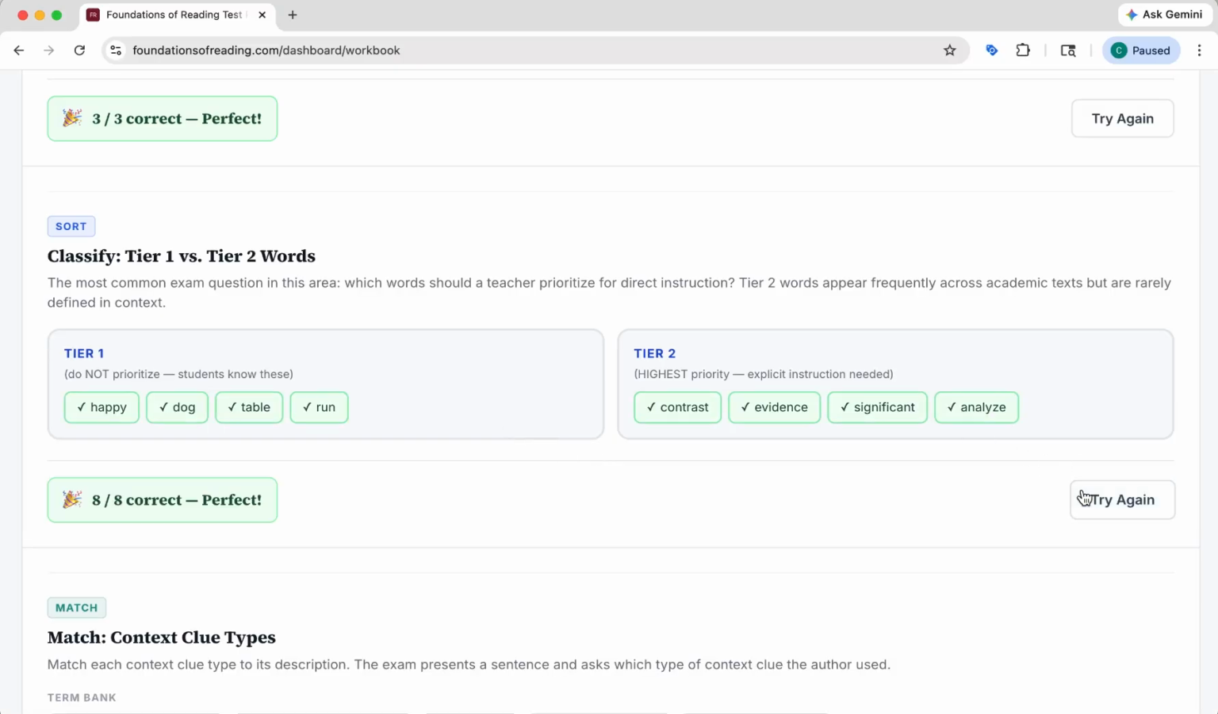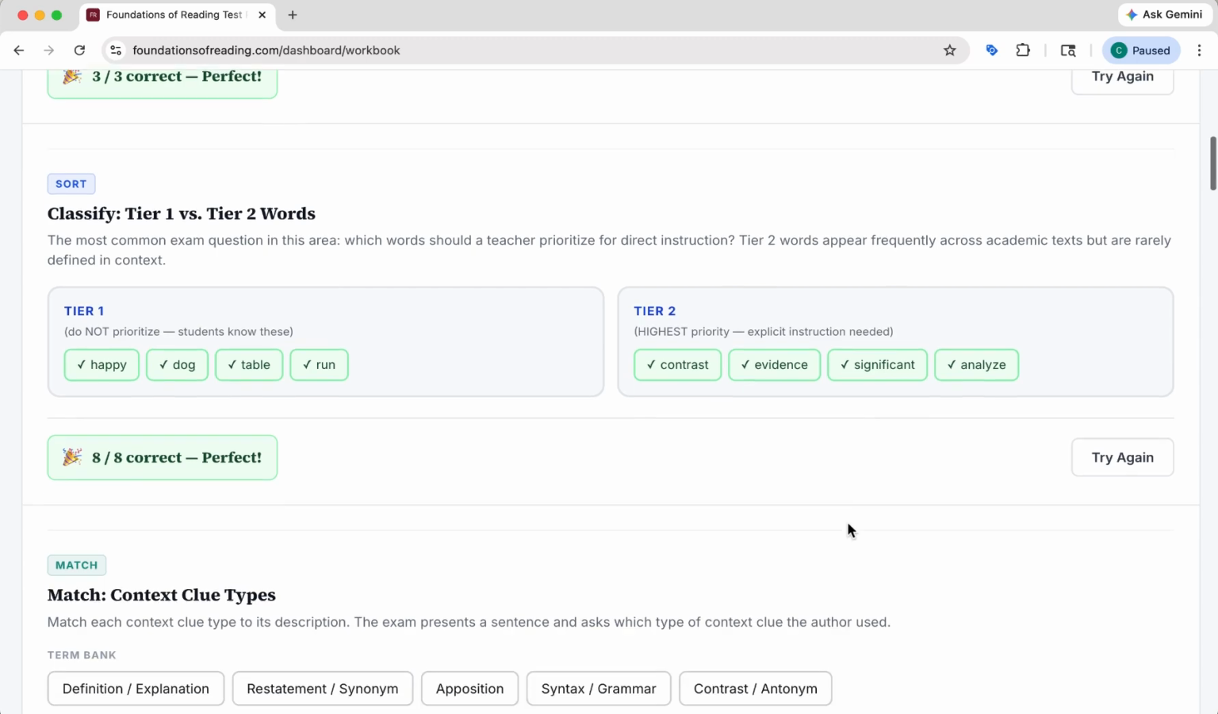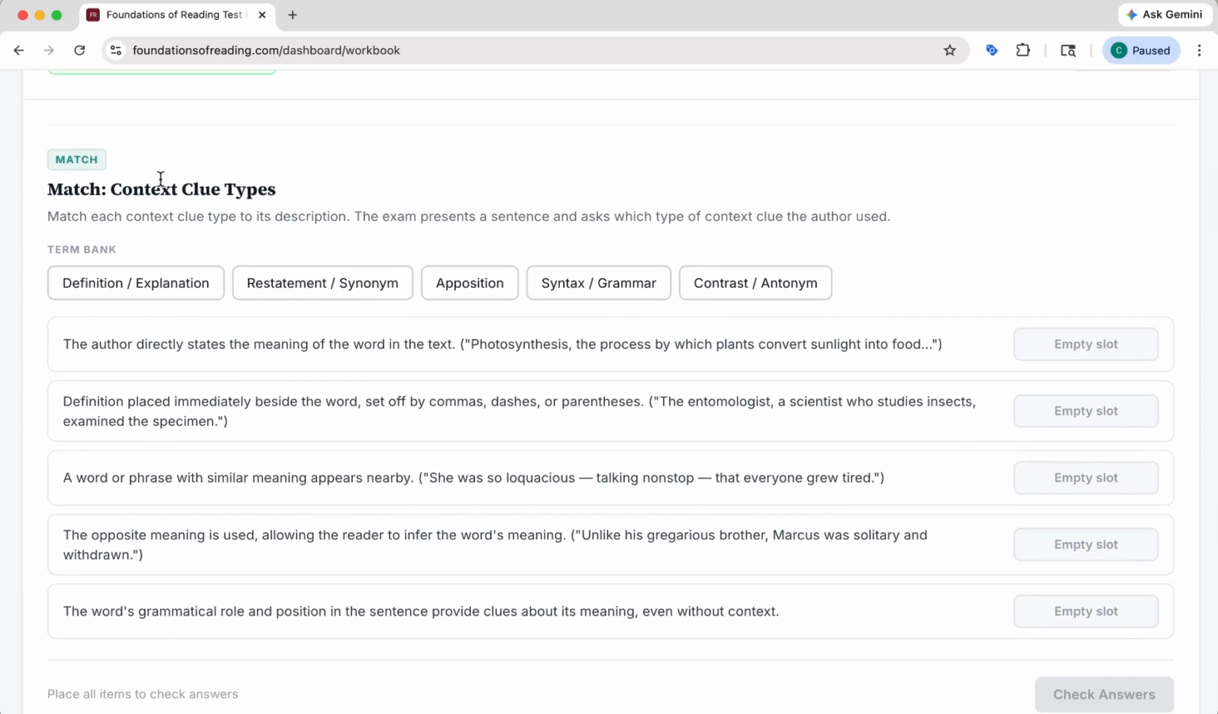There we go, and let's check it, and we are good to go. So, next up, we need to match context clue types. Match each type to its description. We have definition, explanation, restatement, synonym, opposition, syntax, grammar, contrast, antonym.